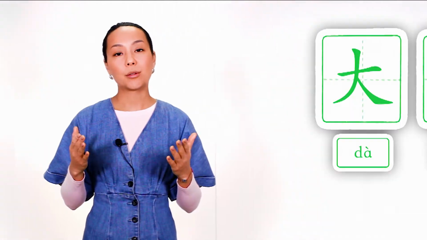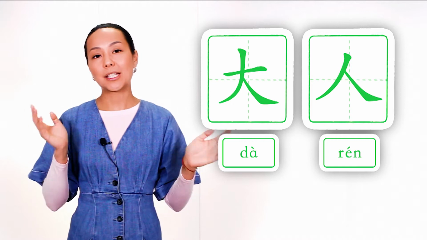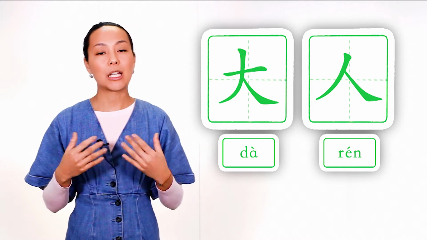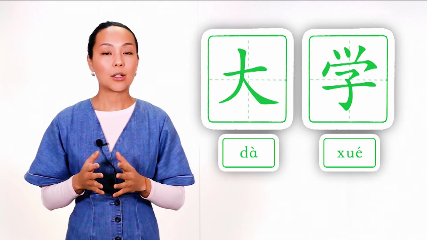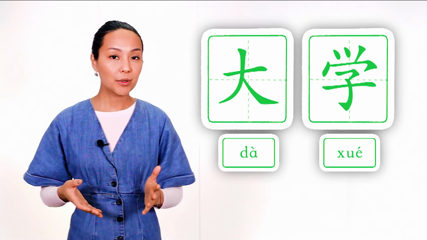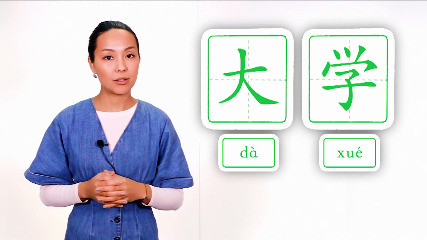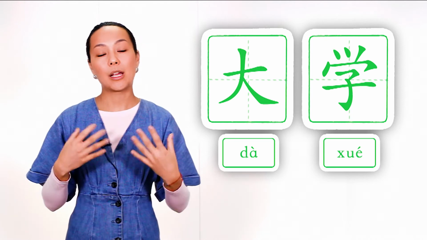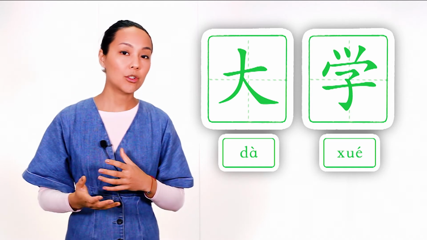And as I said, this radical is used as a separate word, big. For example, big person, 大人, or a big building or anything big. And it is used of course in metaphorical ways, for example in the word university, 大学, 大 big, 学 to study, so big people who study at university. That's why these two words together mean university. It's easy to guess because big people are usually adults, not teenagers, not kids.